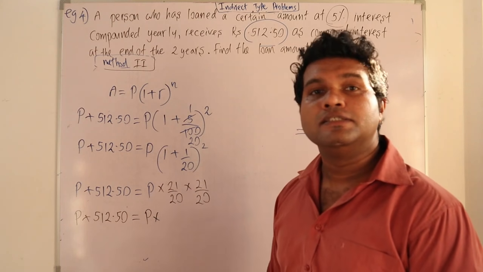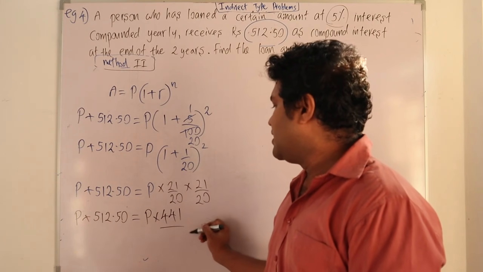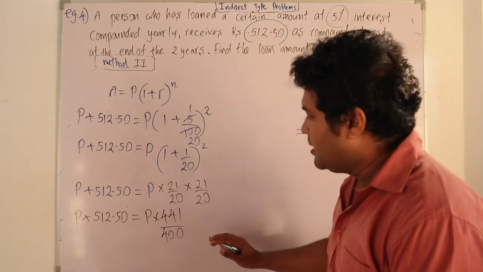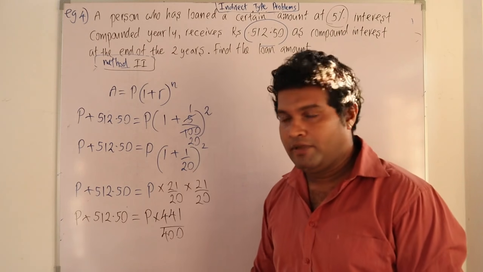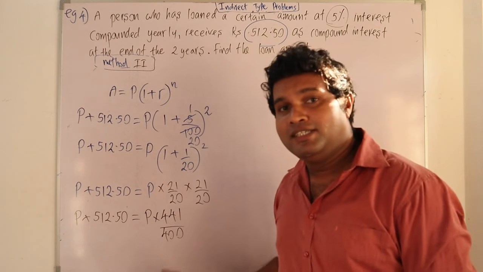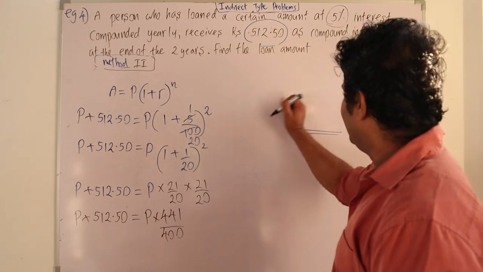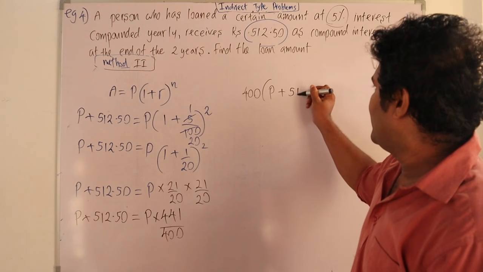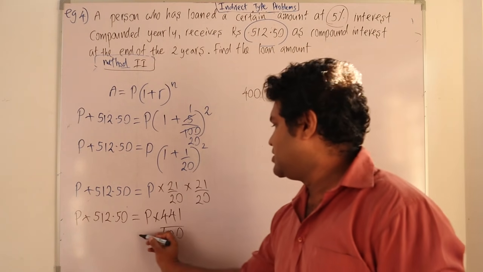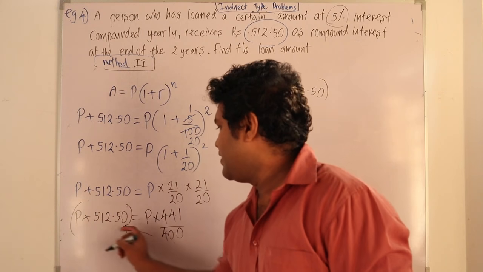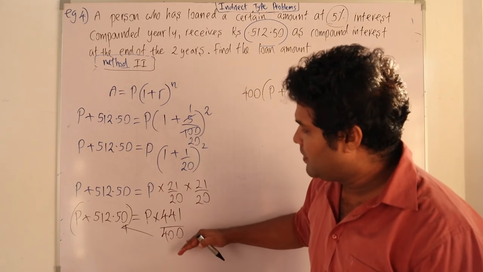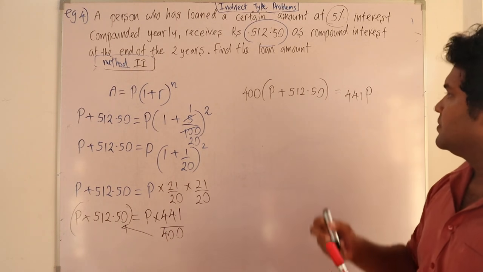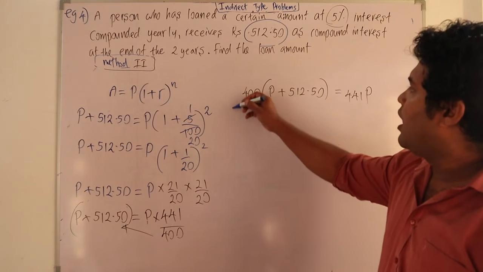Now, find the answer as soon as possible. 21 times 21 is 441, 20 times 20 is 400. We can multiply by the denominator, because the main headache is the denominator. Just remove the denominator. Then 400 times (P plus 512.50). The division denominator is a multiplier, and it is equal to 441P. Are you okay? I'm writing 400 times P.